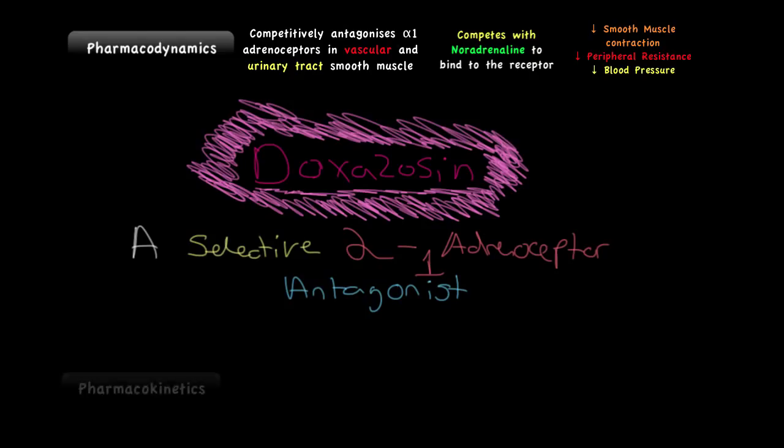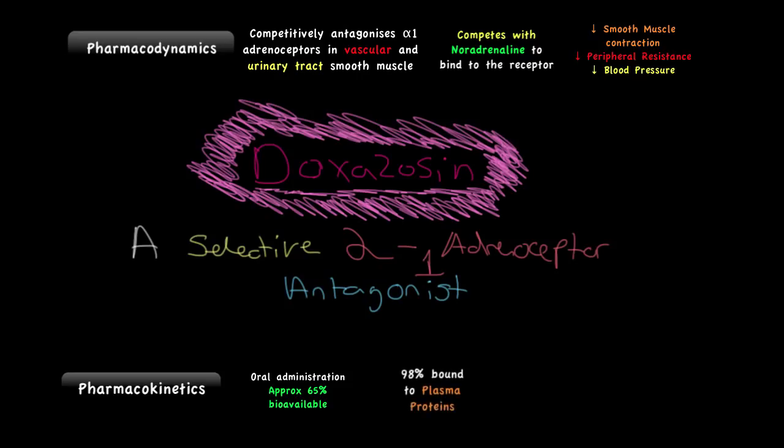So in terms of its pharmacokinetics, doxazosine is administered as an oral preparation, and this is acceptable as it is roughly 65% bioavailable, and this is due to variable first-pass hepatic metabolism. After absorption in the GI tract, doxazosine is highly bound to plasma proteins at 98%, and this does make sense given its bioavailability level I mentioned before.